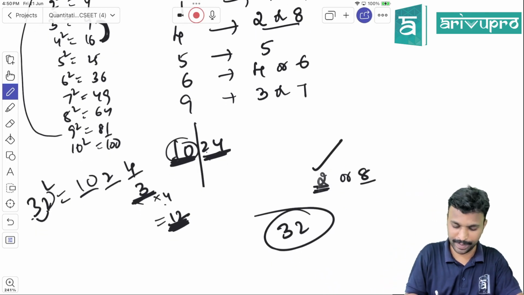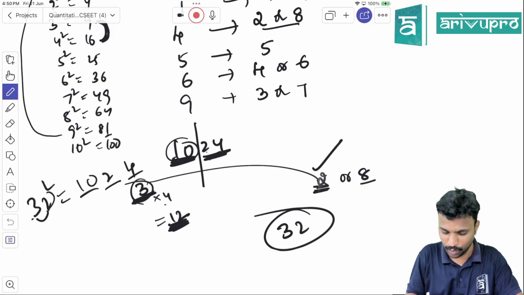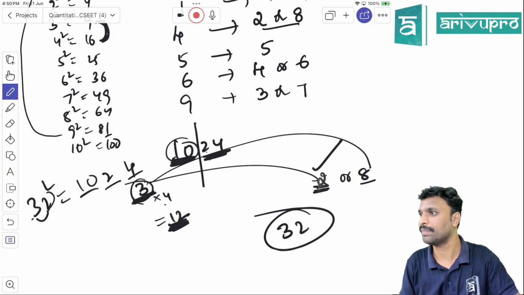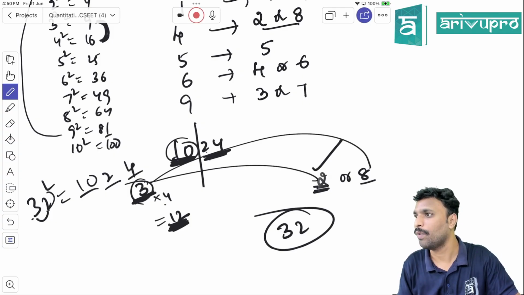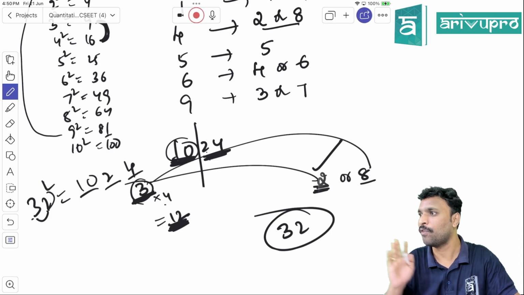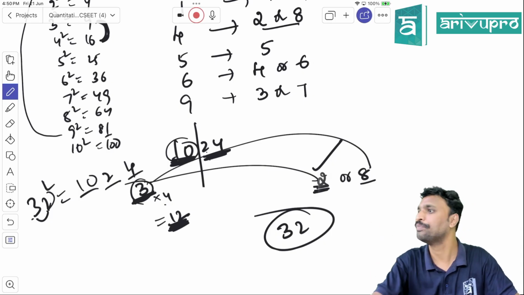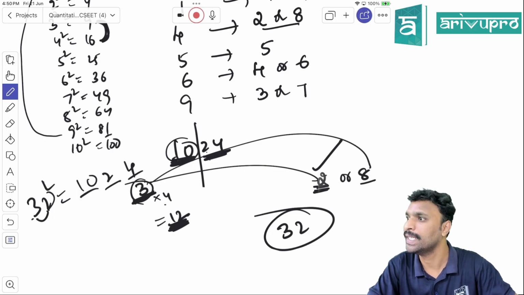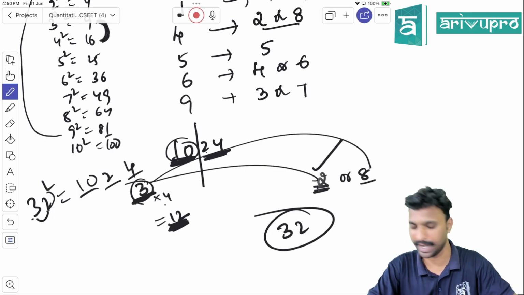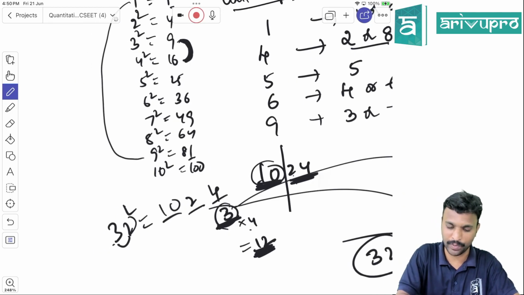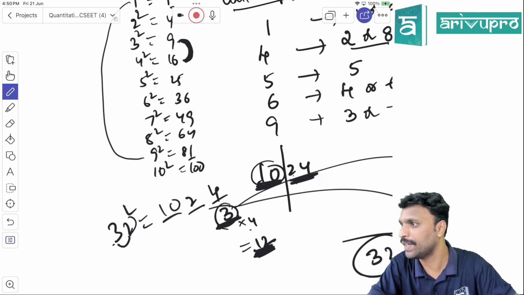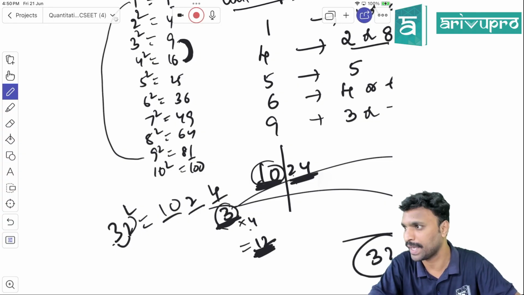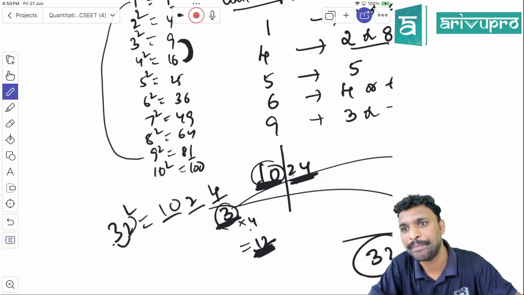You know it's going to be 3. 32 or 38. Correct? Why can it not be 42 or 48? 4 square is 16. This is 10. It can't be 4. It can't be 42 or 48. It has to be 32 or 38. How did you decide? 10 lies between 3 square and 4 square. So definitely it is 3 something. It can't be 4 something.